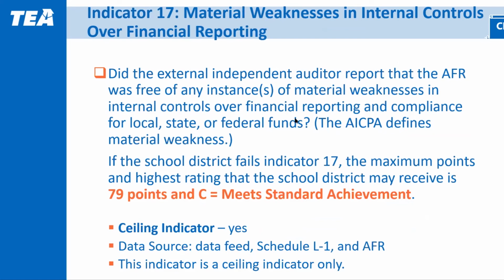This is also a new indicator. We're asking if you've had any instances of material weaknesses in internal controls over financial reporting and compliance. So this is a material weakness at the front of your audited statements. If you do have a material weakness reported, then the highest score you'll be able to get is a 79 or a C.